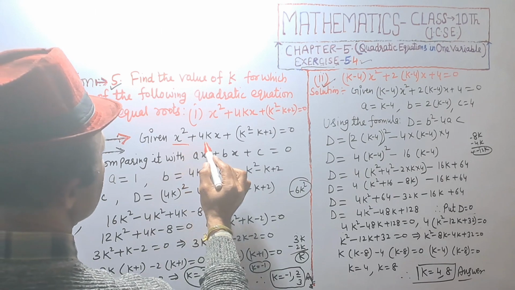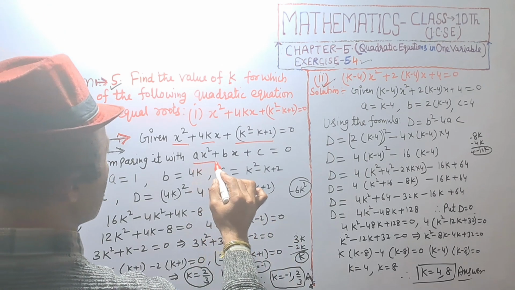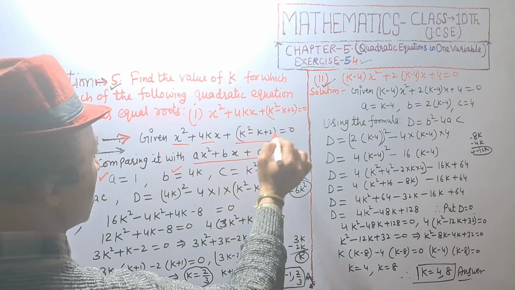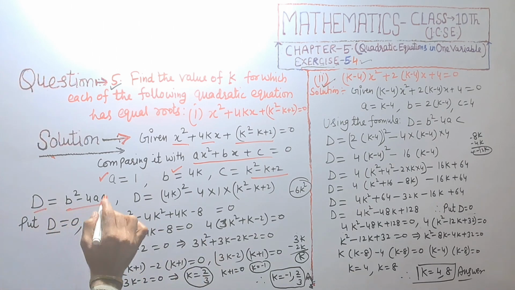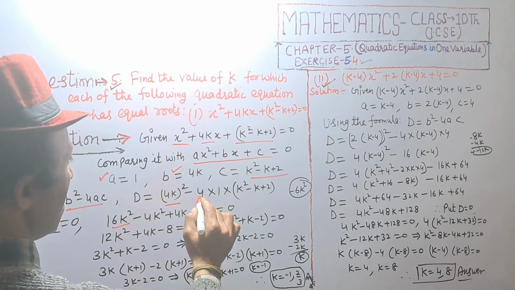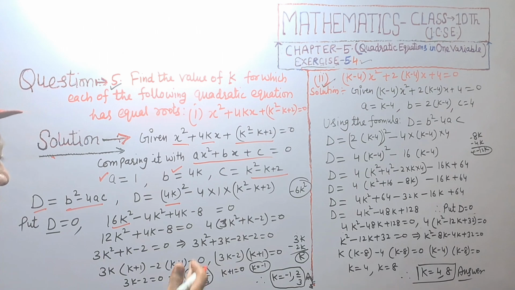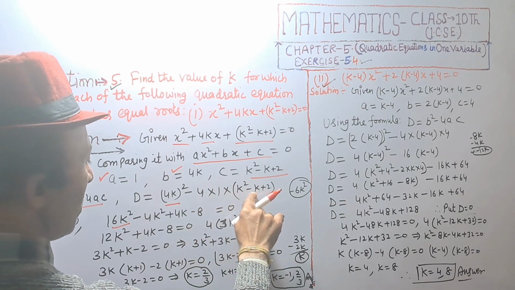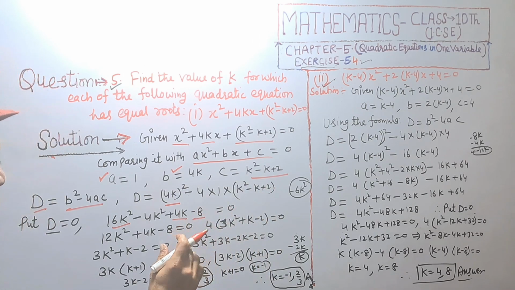The given equation is x square plus 4kx plus k square minus k plus 2 equal to 0, and comparing it with ax square plus bx plus c equal to 0, we get a is 1, b is 4k, c is equal to k square minus k plus 2. And we are using the formula discriminant, that is equal to b square minus 4ac, and b is 4k, 4k square is 16k square, minus 4 into 1 into k square minus k plus 2, its value of c. And multiplying 4 into k square, that is minus 4k square, minus 4 into minus k, that will be positive 4k, and minus 4 into 2, that is minus 8.